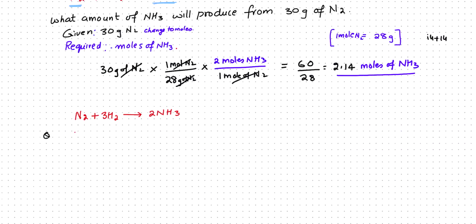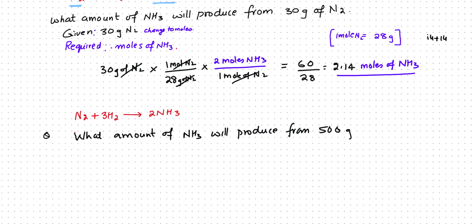The next example, N2 plus 3H2 gives 2NH3. Suppose we say, what amount of NH3 will be produced from 500 grams of nitrogen?